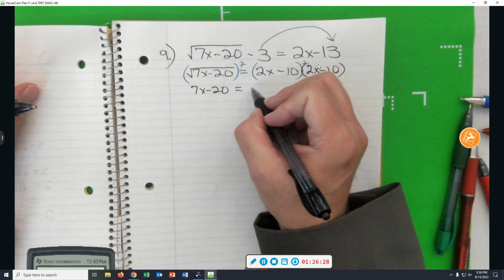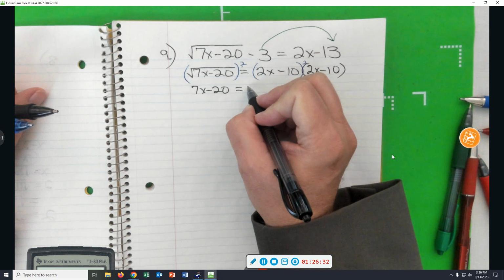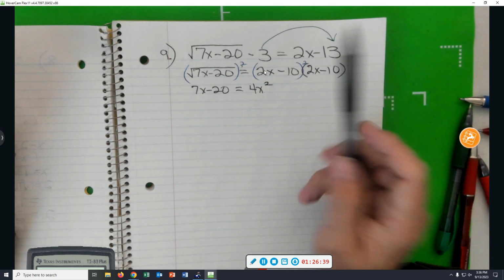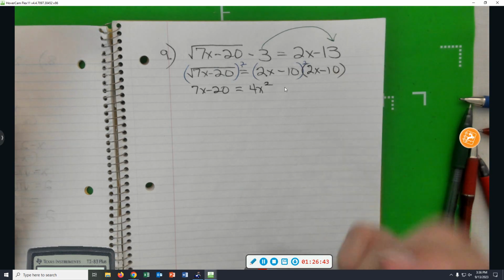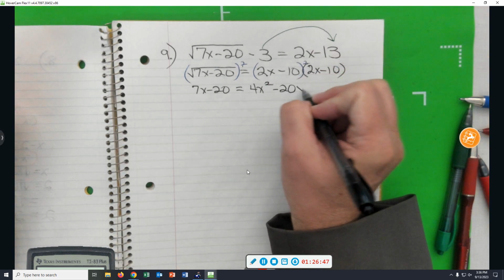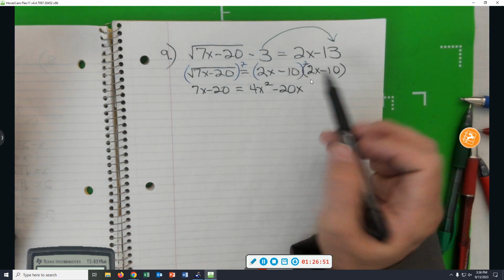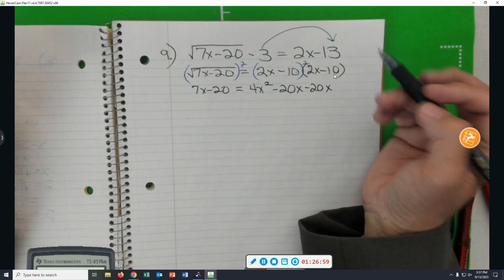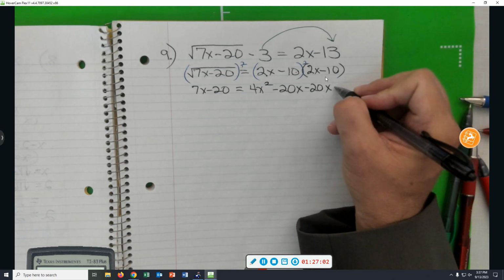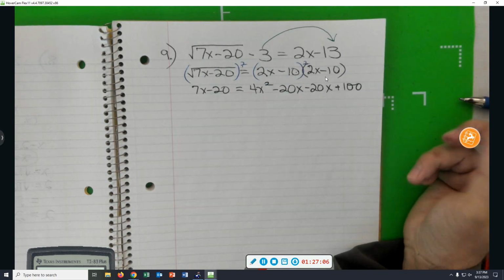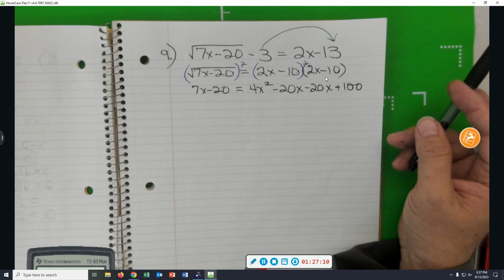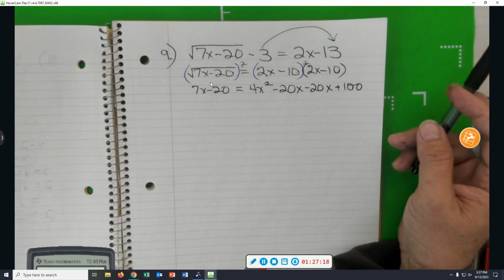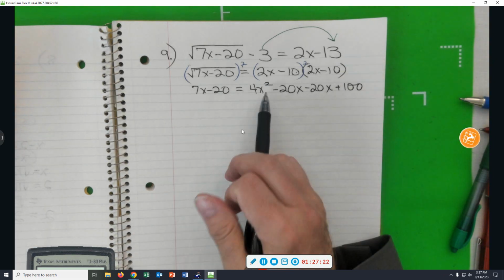Okay, first, 2x times 2x is? 4x squared. Okay. 2x times a negative 10 gives me negative 20x. Another negative 20x. Negative 10 times negative 10 gives me a positive 100. Good. I'm not liking the size of these numbers, but there's nothing I can do about that. I'm stuck with these numbers that they gave me, just like you're stuck with the ones that you were given, okay? I see that we have an x squared.